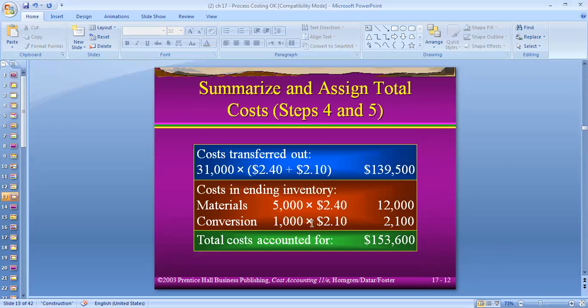Cost transferred out: 31,000 completed and transferred to the next process. So I'll multiply by material cost per equivalent unit and labor cost per equivalent unit to get 139,500. What about the ending inventory? That is work in process at end. I have 5,000 regarding materials, 100%, times 2.4, conversion cost 1,000 times 2.1, the total 153,600.